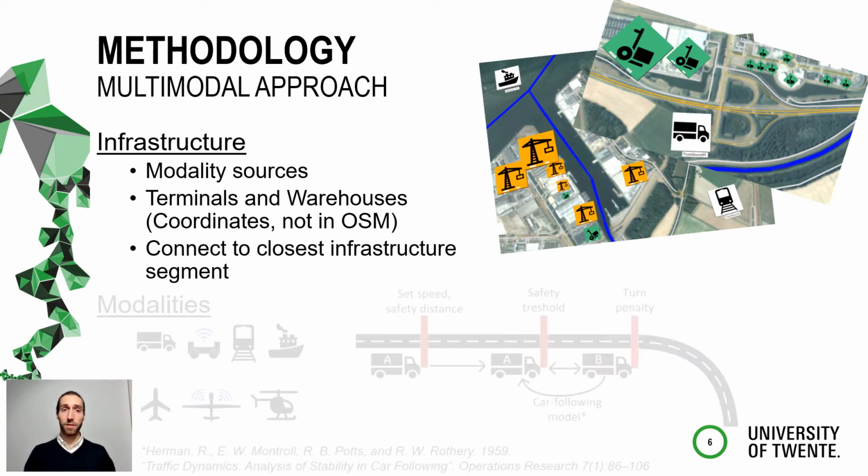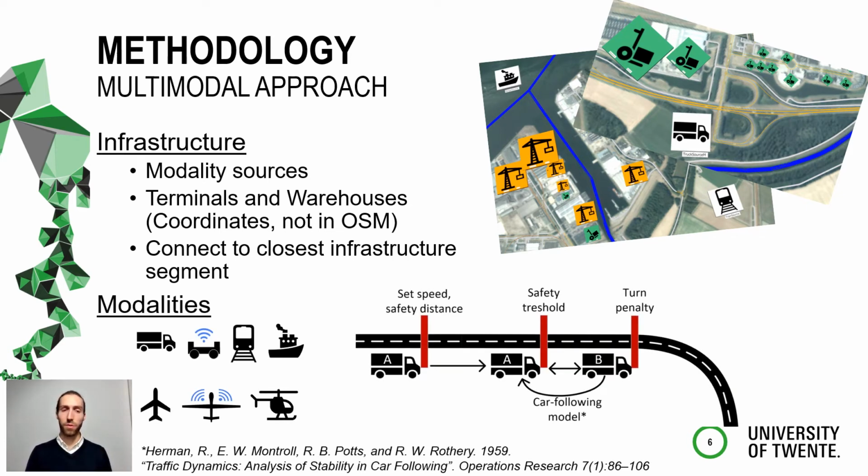Then let's move to the modalities driving and moving along this network. We modeled for now 7 modalities, which are trucks, automated vehicles, trains, barges, planes, UAVs, and helicopters. UAVs stands for Unmanned Aerial Vehicle. Basically, it can be seen as drones. All of these modalities are modeled quite simply, with no special traffic behavior. What we model in detail is the road modalities, because we are interested in the effect of road congestion. And how we model those can be seen in the picture on the right side.